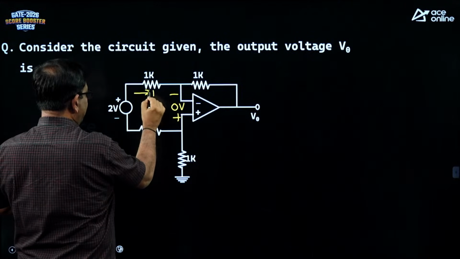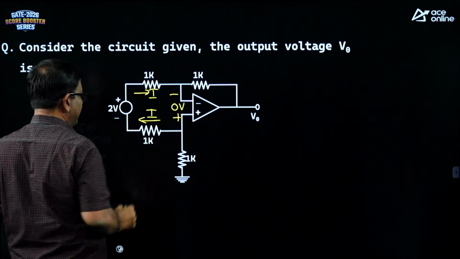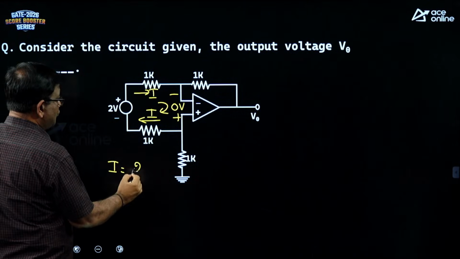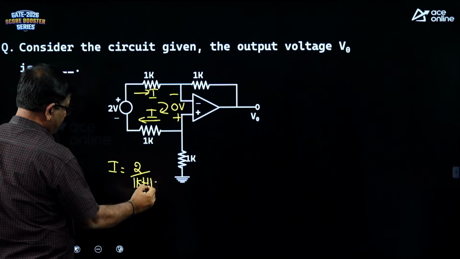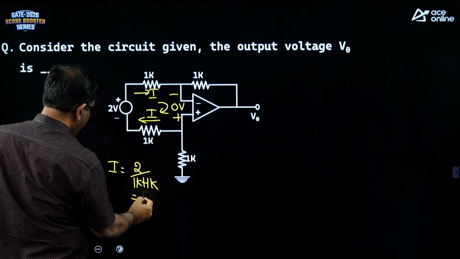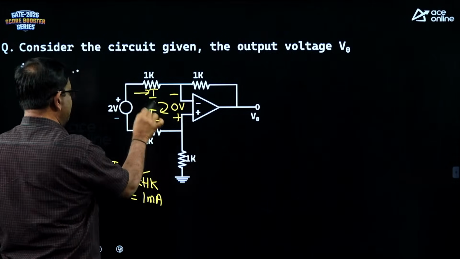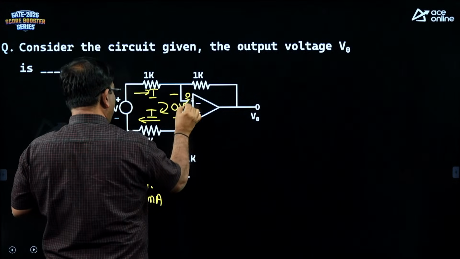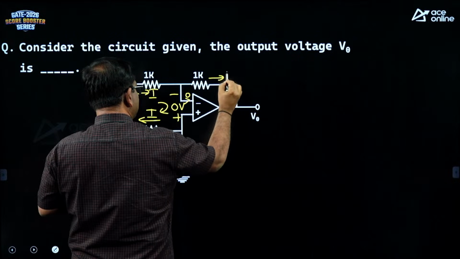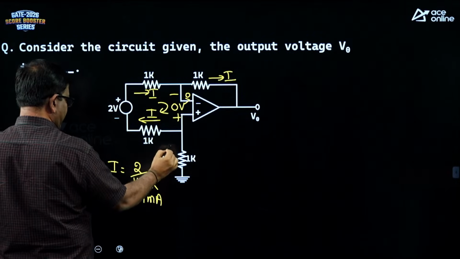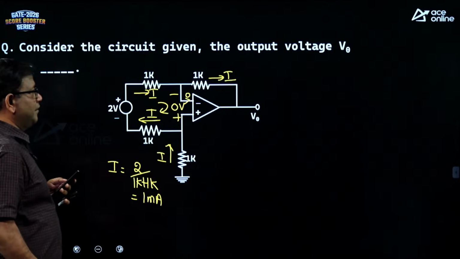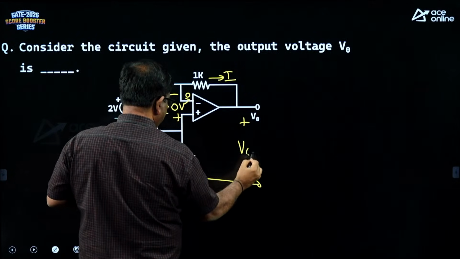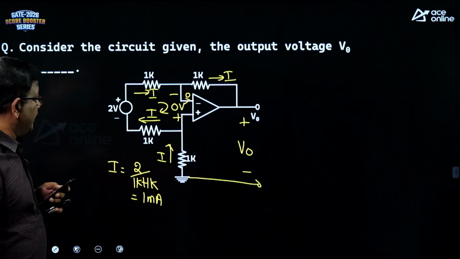So, if there is some current I here, there is the same current I. If you apply KVL, your I is going to be 2 by 1K plus 1K. It is going to be 1 milliampere. So, the current here is 1 milli. Now, op-amp draws no current as the input resistance of op-amp is very high. So, if this is I, this should also be I. But we want to find V0 here. So, let us finish the problem.